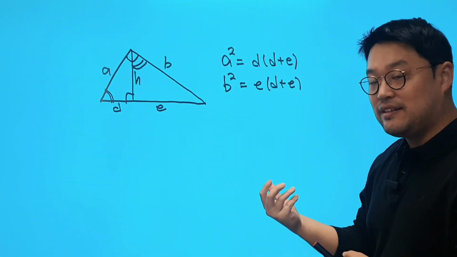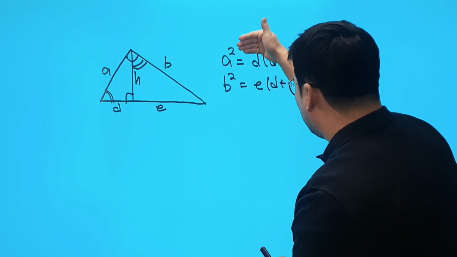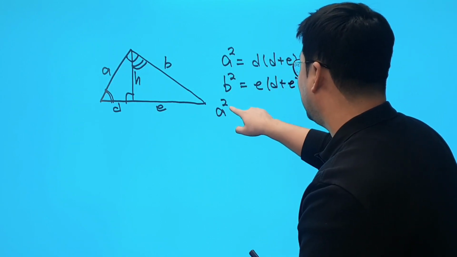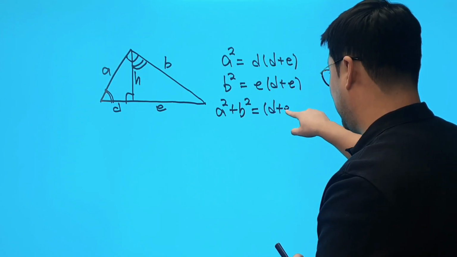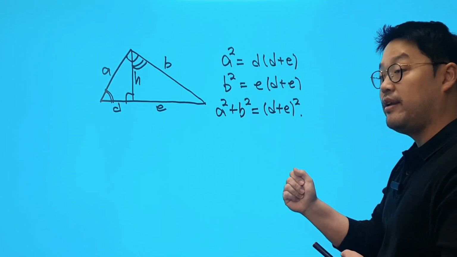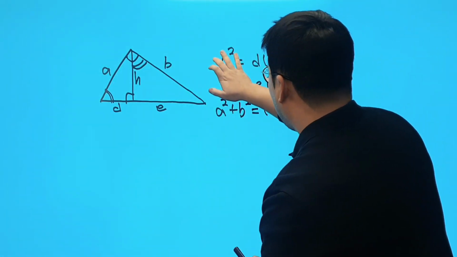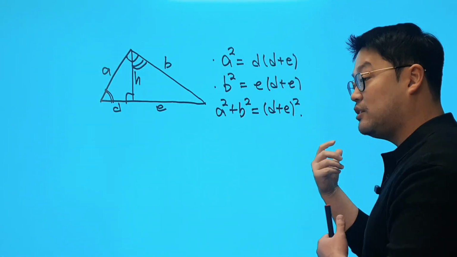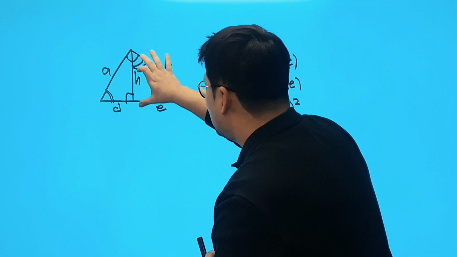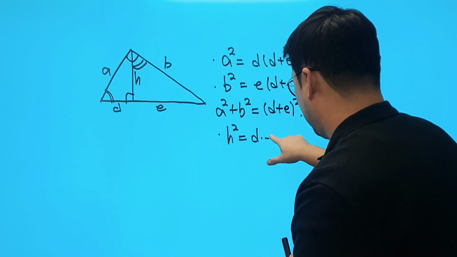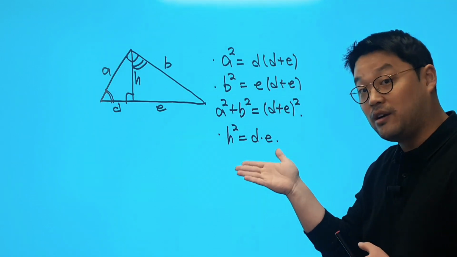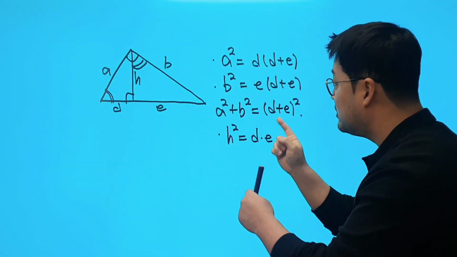All right, so what do I get? What's the vertical sum? The vertical sum that you can check is that A squared plus B squared equals D plus E squared, which is the proof of Pythagorean theorem, but not limited to these two expressions. We can actually state that H squared equals D times E. And this is how we use similar figures in right triangles and competition math.